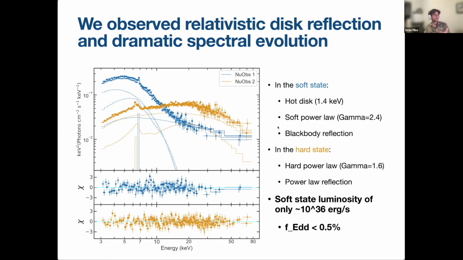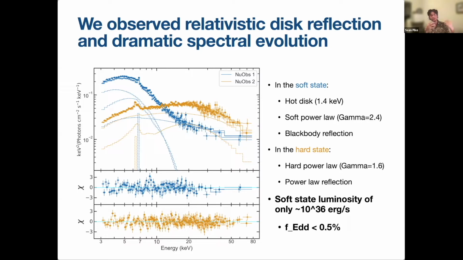And so in more detail, in the soft state, we see this hot disk, 1.4 keV, and a soft power law, and we see blackbody reflection. So we found that in order to model the reflection, we needed to use RelXill-NS, which is designed to model reflection of a neutron star blackbody, like the surface of a neutron star or something like that. But it's also been used to model returning radiation from the disk itself. And so that's how we interpret that spectral component. And then in the hard state, we see, again, a hard power law, and this time the reflection is modeled by power law reflection using RelXill, like RelXill-LP.